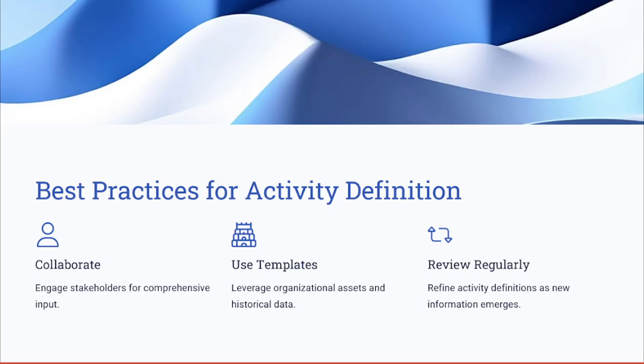The best practices when defining activities. The best practices in activity definition involve collaboration and standardization. Engaging the stakeholders ensures that all necessary tasks are captured and validated. Utilizing organizational templates and historical data streamlines the process and reduces errors. Also, it's very important to regularly review and refine the activity definition to keep the project on track as new information emerges.